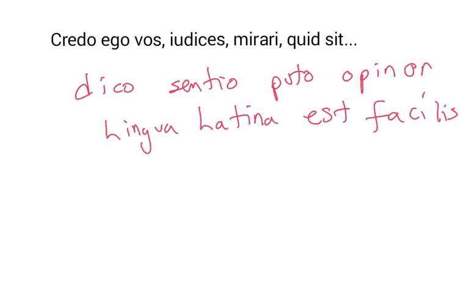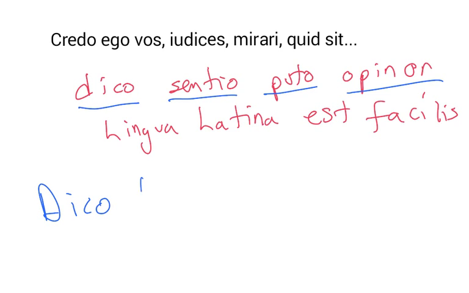In addition to credo, 4 other verbs that commonly introduce oratio obliqua are dico, sentio, puto, and opinor. And these mean, respectively, I say, I feel, I suppose, and I think, or it is my opinion that. If we want to say the Latin language is easy, we would express it like this. Lingua Latina est facilis. But if it is reported on indirectly, we would say something like this. I say that the Latin language is easy.